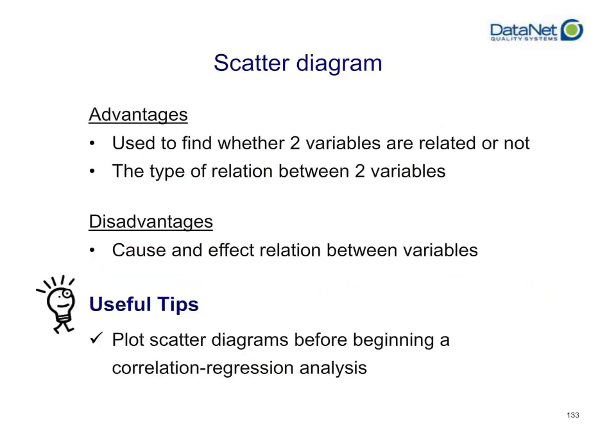Okay, so overall view of a scatter diagram, what are the advantages and disadvantages? Advantages: you use it to find whether or not there is a relationship between two distinct variables. The type of the relationship between the two variables can be determined, whether it's a positive relationship, a negative relationship, or no relationship at all.